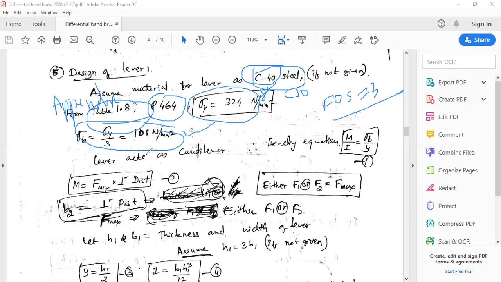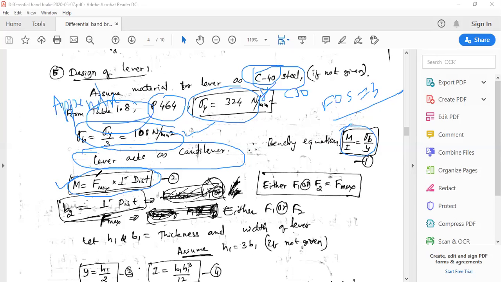Here the lever is to be treated as a simply supported beam or cantilever beam, usually a cantilever beam. So the bending equation is M by I equal to sigma b by y. What is M? M is F max into the perpendicular distance. In case of a simple band brake, F, the operating force itself, is considered for the calculation of maximum bending moment, as the maximum value of F for clockwise or anti-clockwise direction.